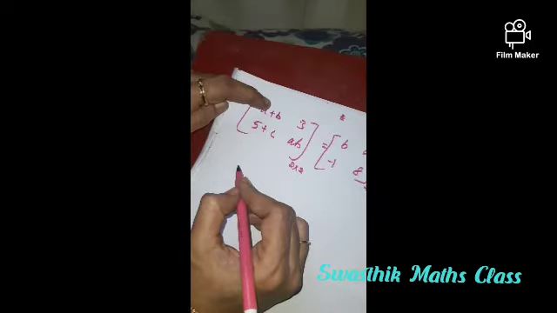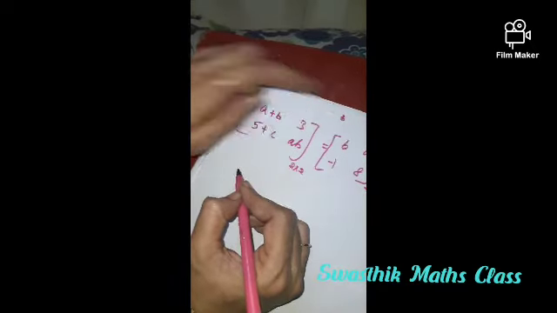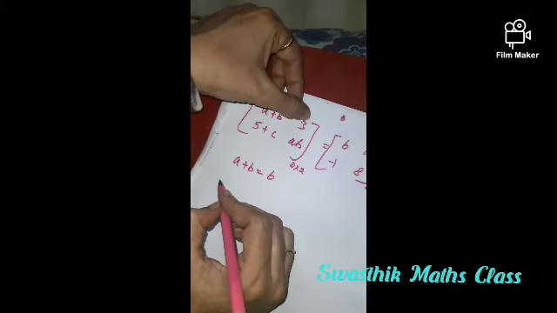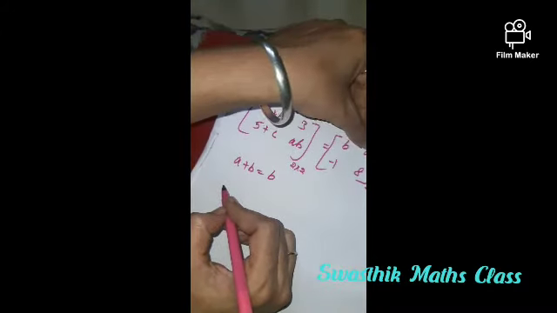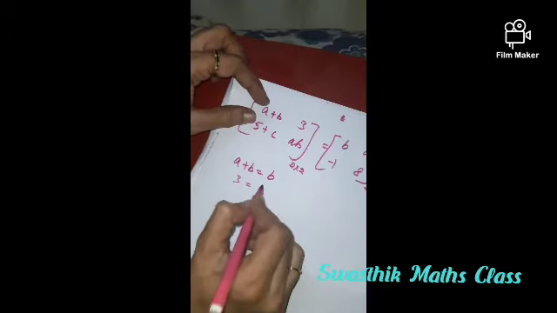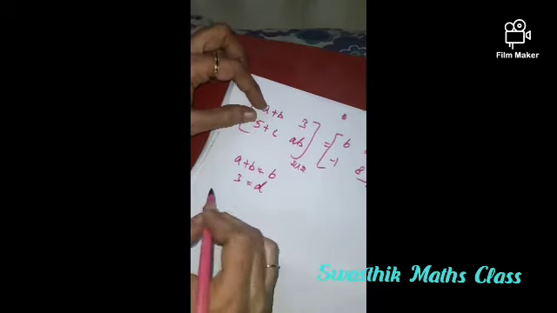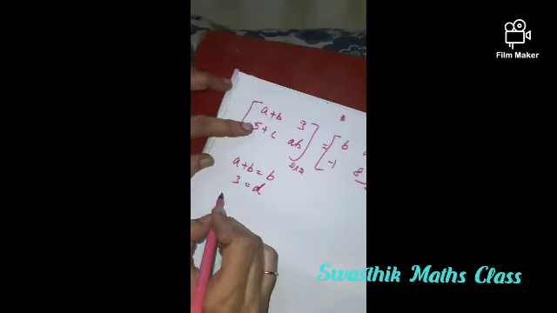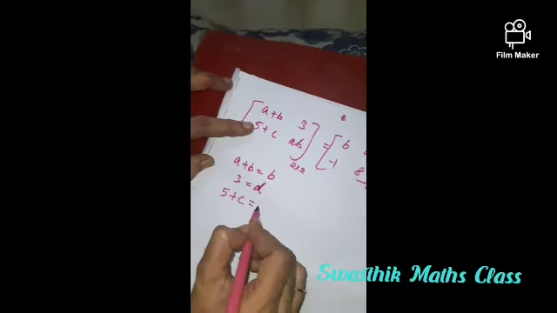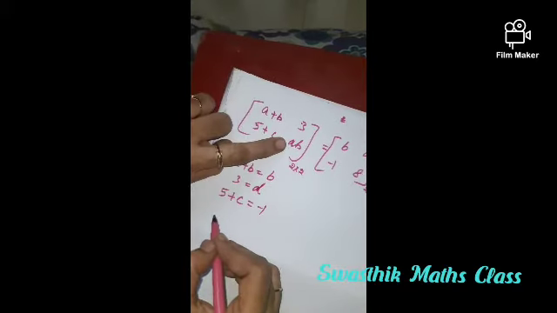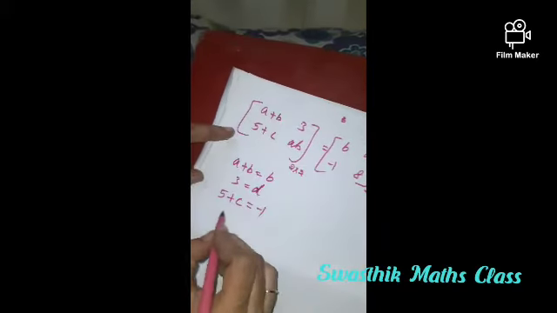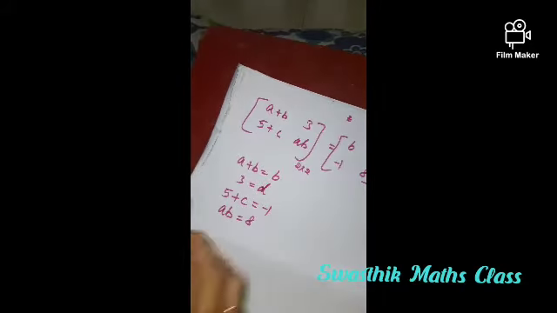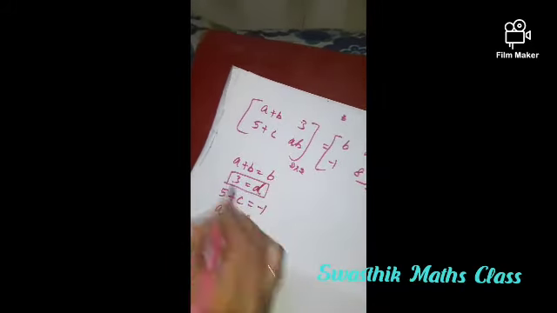Which equations? A 11th entry is equal to B 11th entry. Therefore, A plus B is equal to 6. Then A 12th entry is equal to B 12th entry. So 3 is equal to D. And A 21st entry is equal to B 21st entry. Therefore, 5 plus C is equal to minus 1. And A 22nd entry is equal to B 22nd entry. Therefore, AB is equal to 8. What we get? First of all, we get D is equal to 3.